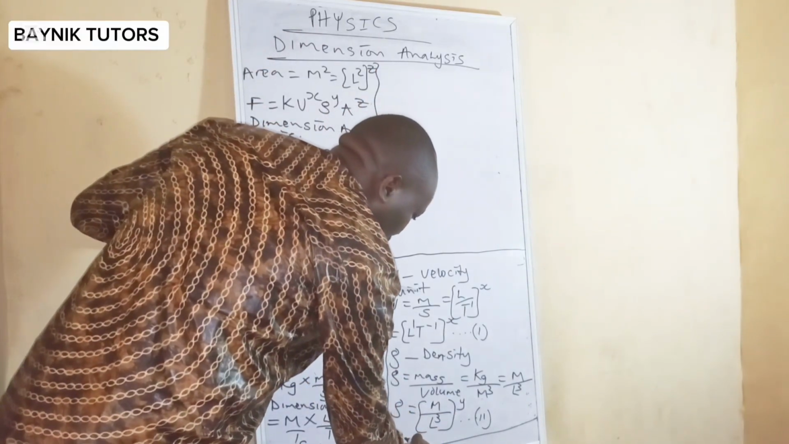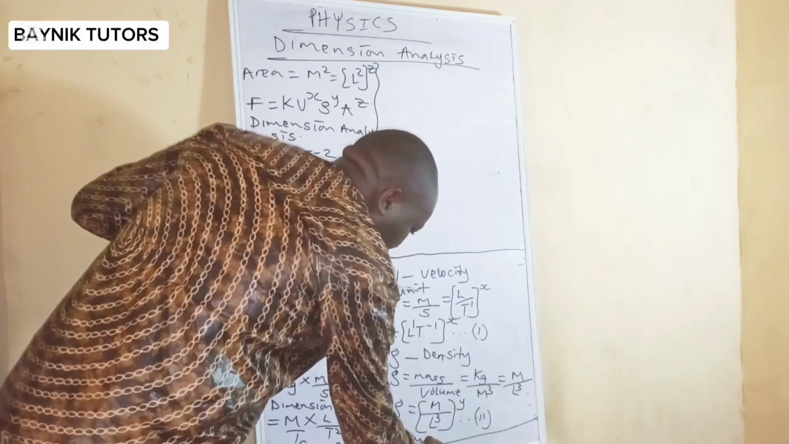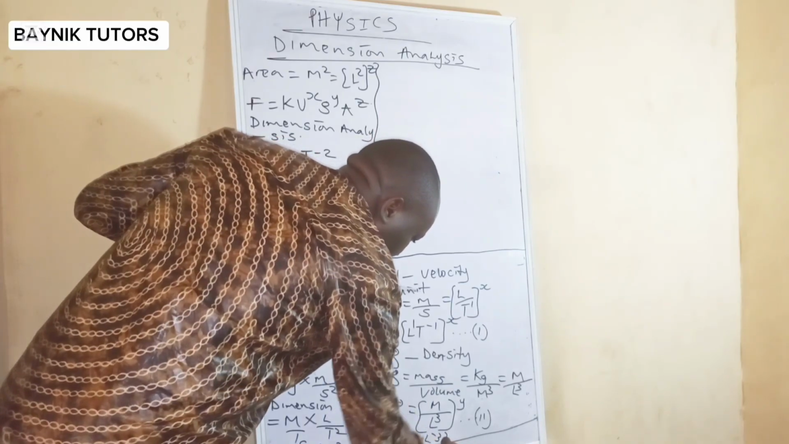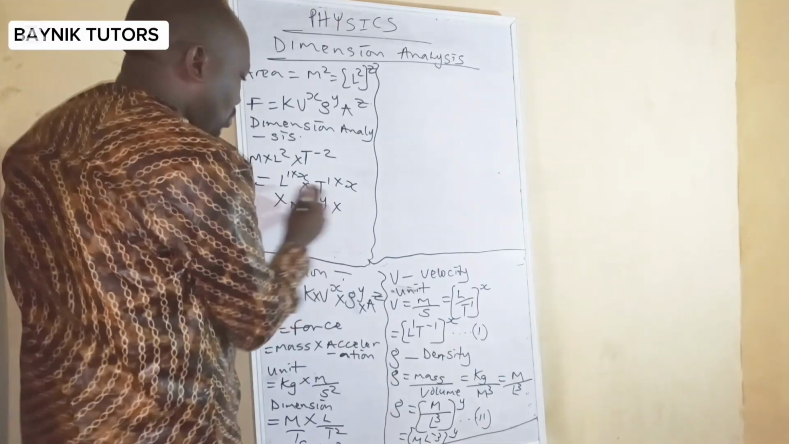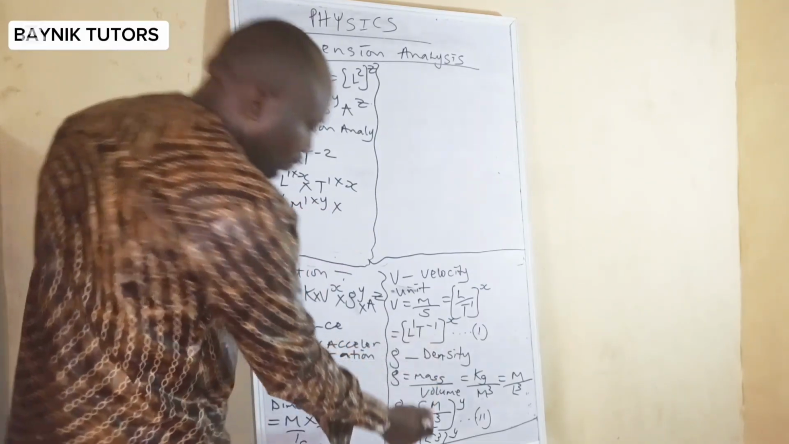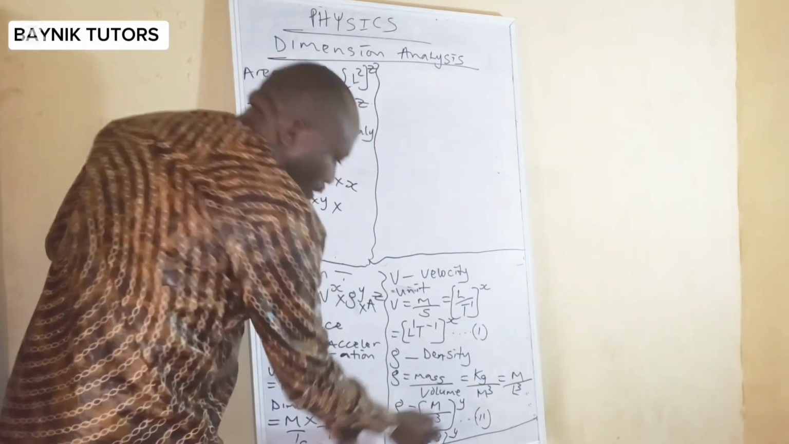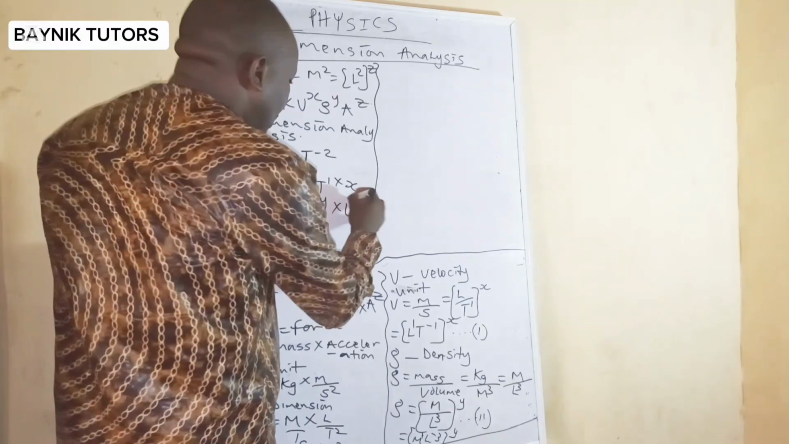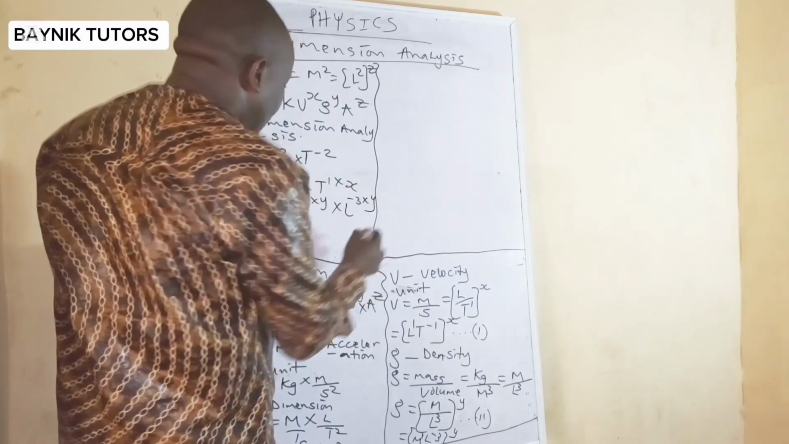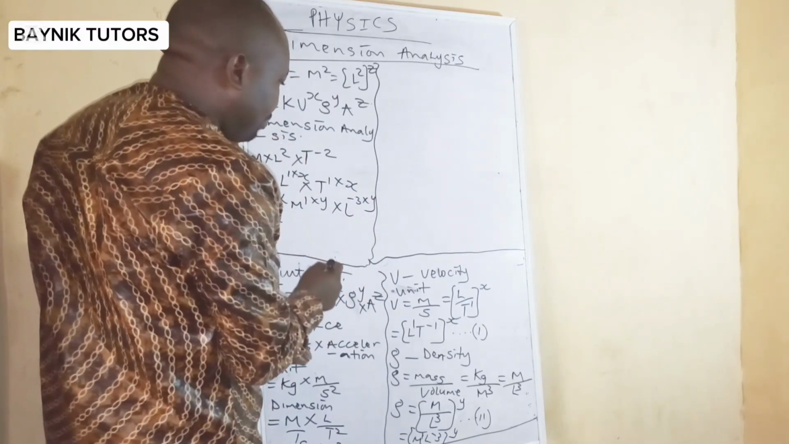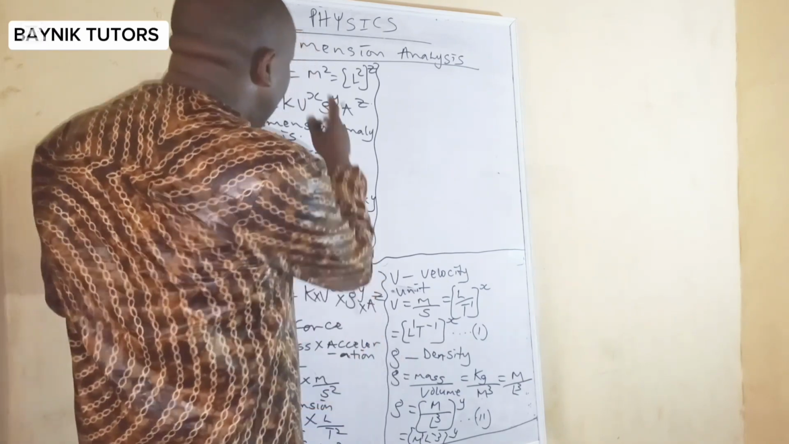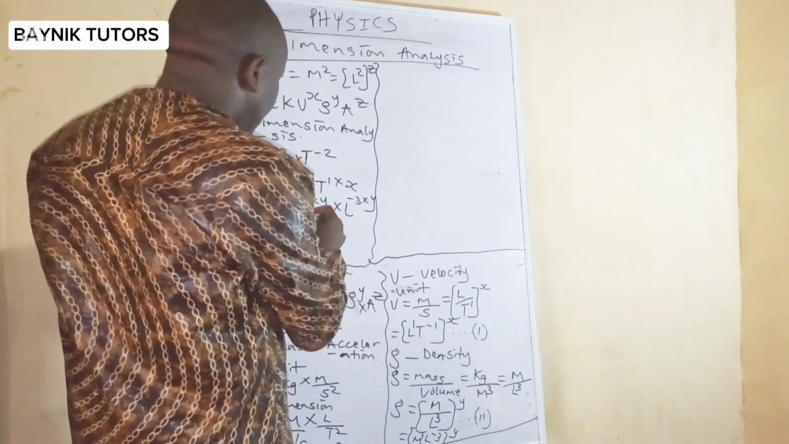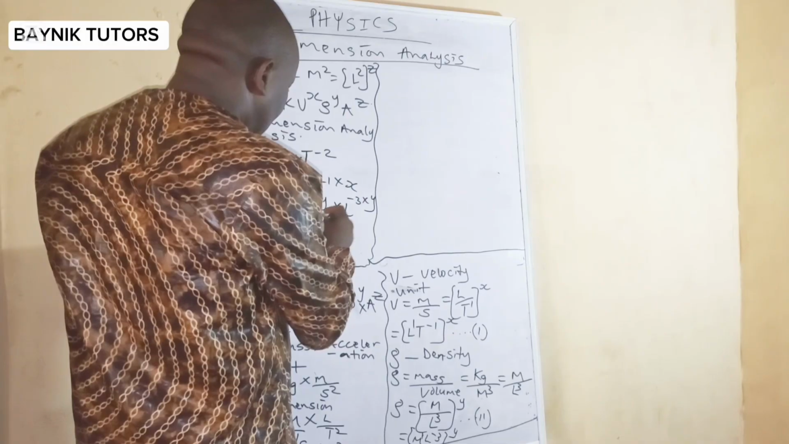Here can be written as M L raised to power minus 3, then raised to power y. So that will be L raised to power 1 times y. This M raised to power 1 times y, then L raised to power minus 3 times y, multiply by, then after that is done, I move to the area. The area will be L raised to power 2 times z.